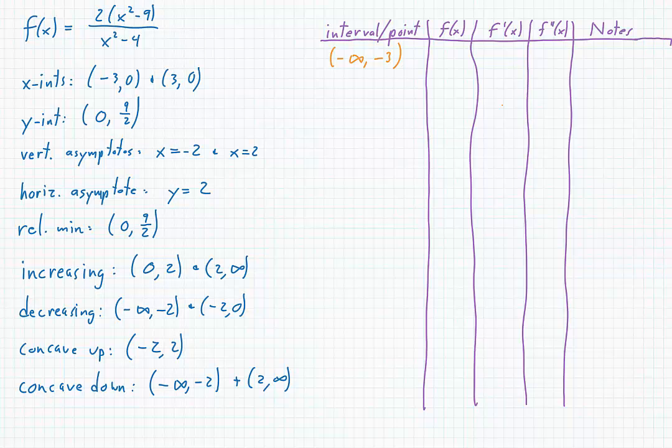And I'm going to note that on that interval from negative infinity to negative 3, we don't really know anything about the function, because the function is going to take on lots of different values, so I'm going to leave that blank. But the first derivative I know is going to be decreasing, because it's decreasing everywhere from negative infinity to negative 2, so I'm going to put a minus there. And the second derivative, well, it says that that's concave down from negative infinity to negative 2, so we're going to be negative there as well.